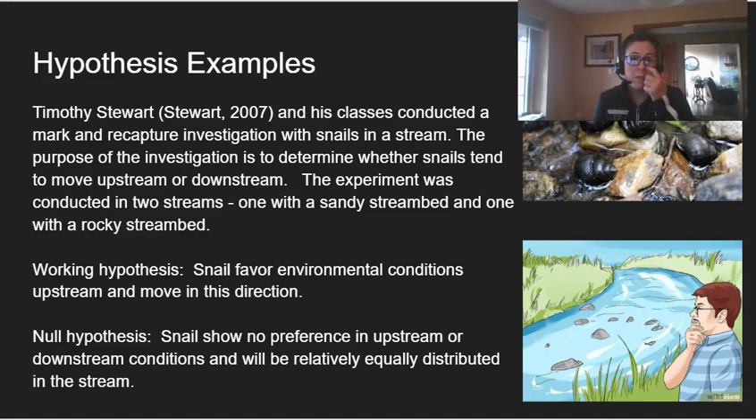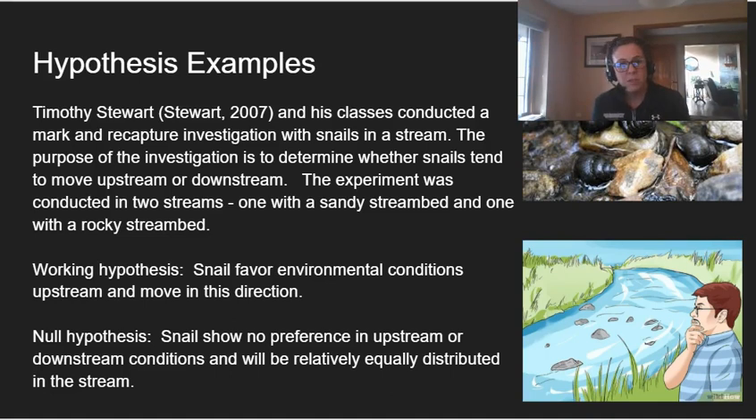So, here's an example of an experiment. We have this teacher, Mr. Stewart, and he has his classes conducting a mark and recapture investigation with snails in a stream. In a mark and recapture investigation, you would take snails up, do some type of marking like fingernail polish on their shells, and then put them back exactly where you found them. Then you would come back later and capture them again and see if you have recaptured any of those snails in that same area or not.